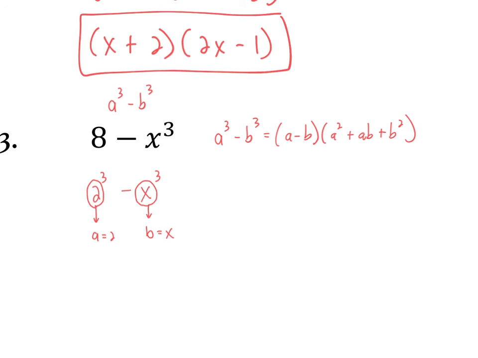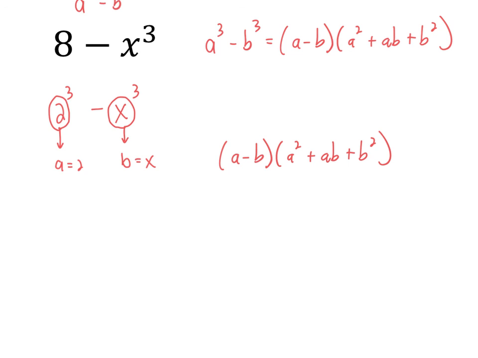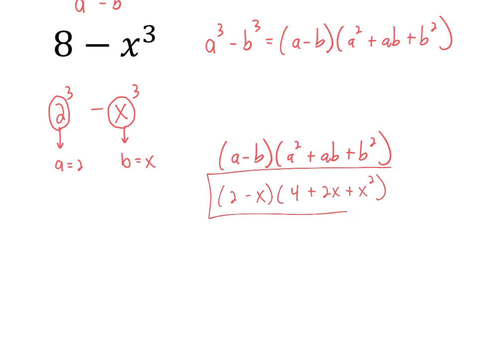Okay, and now in the right hand side of this formula, everywhere you see a you put a 2, everywhere you see a b, you put an x. So a is 2, 2 squared is 4. A is 2, b is x, that's 2x. And b is x, that's x squared. Okay, and that's it.